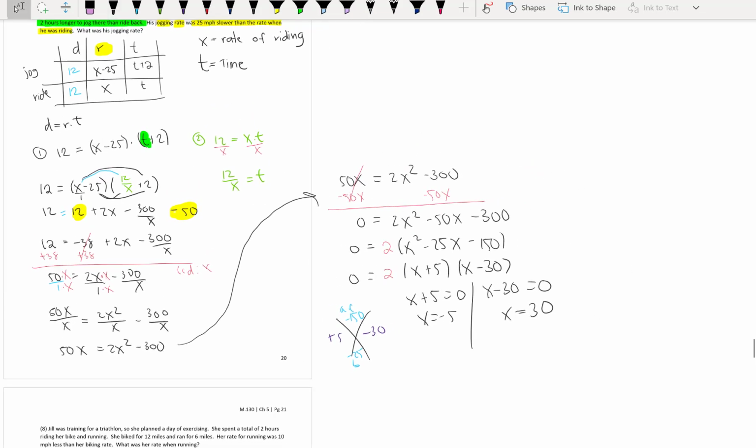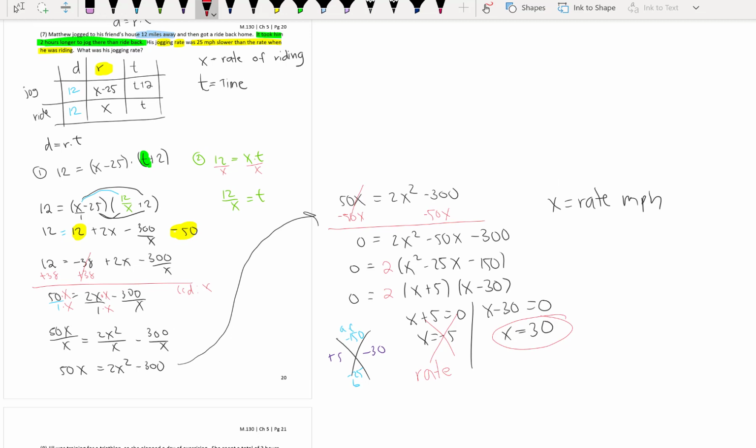Don't forget what x represented. X represented the rate in miles per hour. So can you ever go negative 5 miles per hour? No, when I'm talking about rate, I'm never going to be thinking about a negative rate, okay? So the only thing I can think of is my rate being 30. So I know that the rate, maybe I'll change this in a different color, my rate of riding is 30 miles per hour.